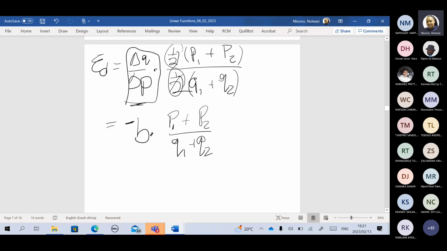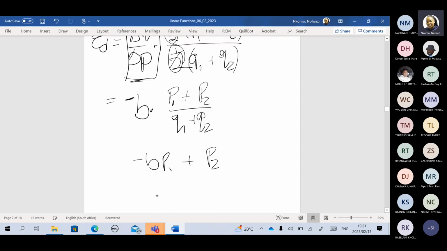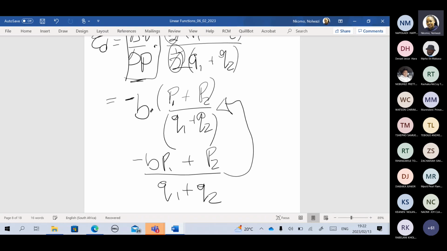To avoid confusing minus B, P1 plus P2 over Q1 plus Q2, because these two are not the same, I usually put brackets so that I won't confuse the multiplication sign and this sum. So it's better you put minus B, then brackets, P1 plus P2, so that you'll know that you need to first add these two, then you multiply with minus B.